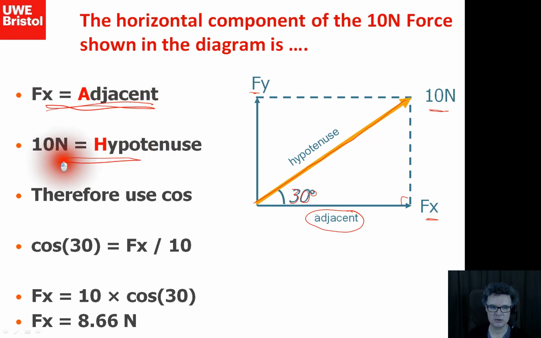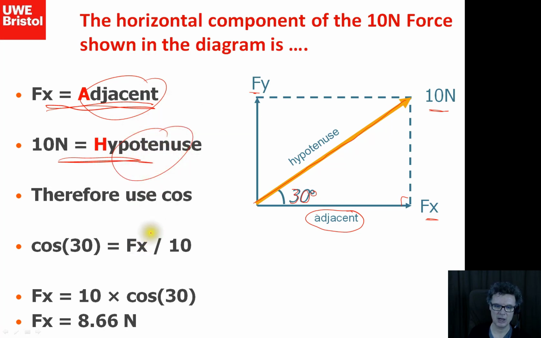If the hypotenuse was equal to 10, we could rewrite this as adjacent divided by hypotenuse, so Fx divided by 10 equals cos 30. Put cos 30 in your calculator. Don't be a hero, use your calculator. Put cos 30 into your calculator, times it by 10, and you end up with the equivalent of 8.66 newtons going along the horizontal.